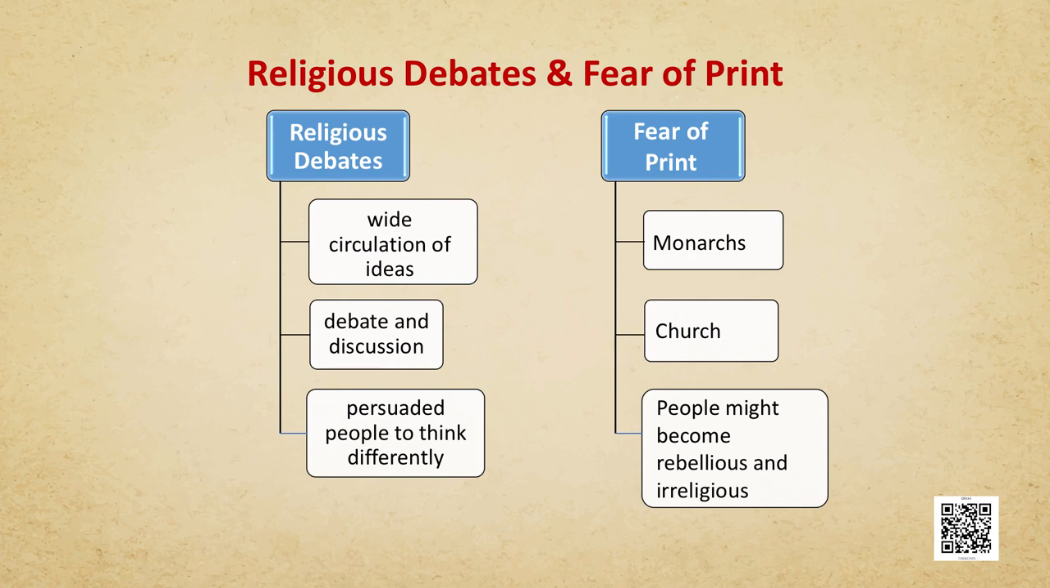There were two kinds of people. Number one, the monarchs, and another one were people from the church. People might become rebellious and irreligious. That was the thinking of the church, and the monarchs thought that if people become literate, if they start reading and studying, they might revolt against them. That is why the monarchs and the church were fearful of print.